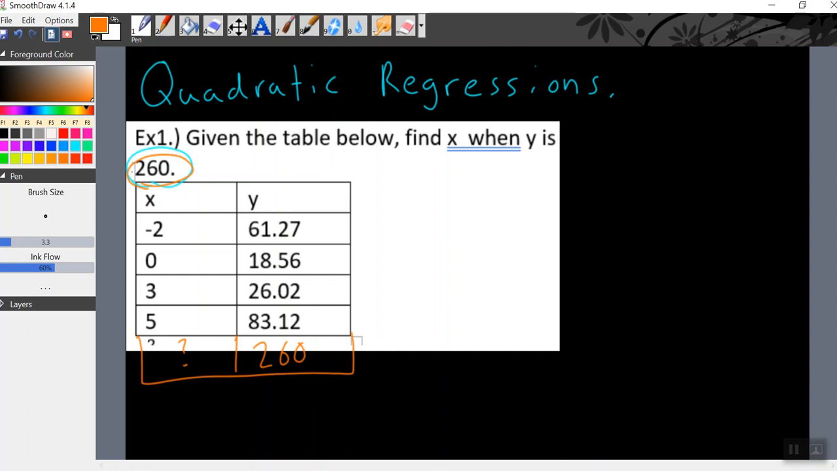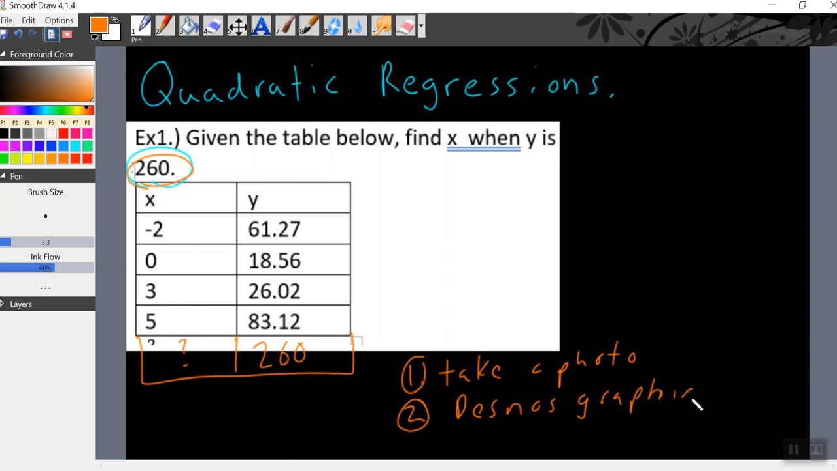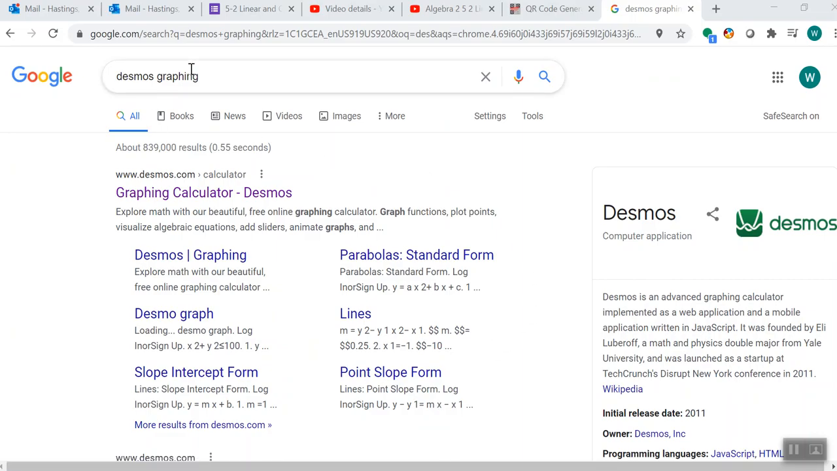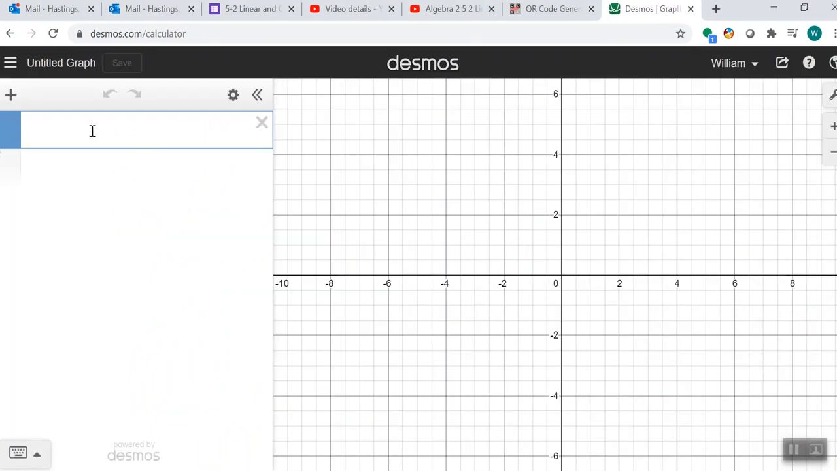Okay, so let's go ahead and start by what I would encourage you to do with these. Take a photo of it, and then we're going to go on over to Desmos graphing. So step one, take a photo, and then step two, we're going to go to Desmos graphing. Y'all can see here I went to Google, I typed in Desmos graphing, I have graphing calculator Desmos, and here we can begin. Now the first thing we want to do is click this plus, and go down and click table.